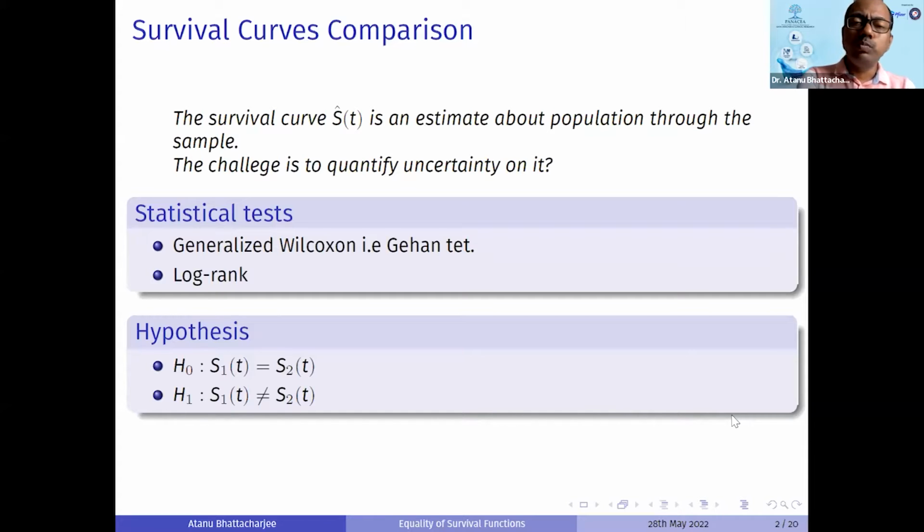And there are two ways that the survival curves can be compared. One is the generalized Wilcoxon or Gehan test, and another one is the Lagrange test. So what is the fundamental hypothesis behind applying any curve comparisons or graphical comparisons? The null hypothesis and alternative hypothesis also stand here: S1T equals S2T, and S1T not equal to S2T. What is S1T?